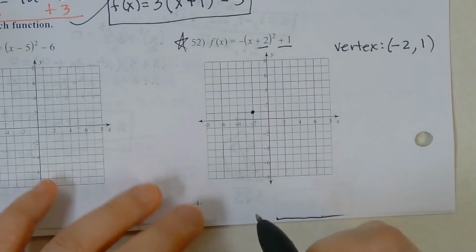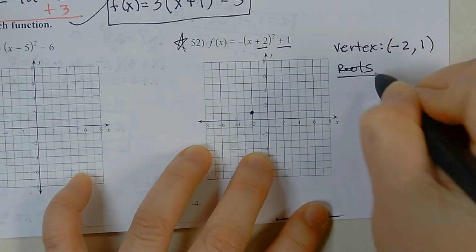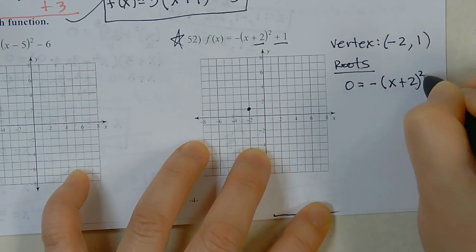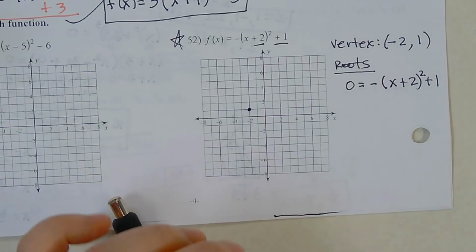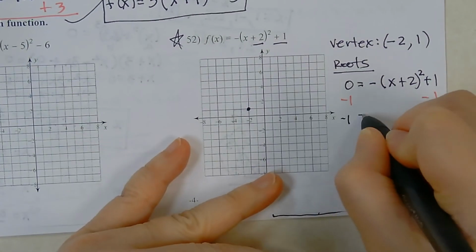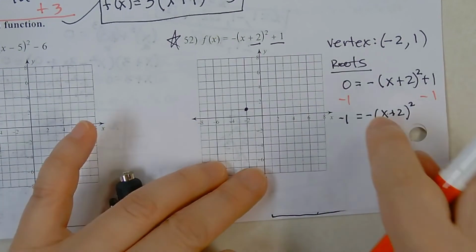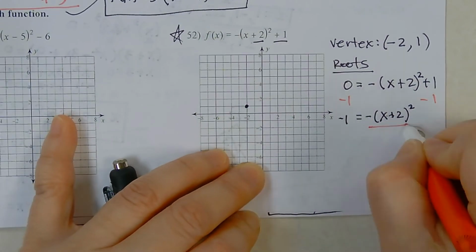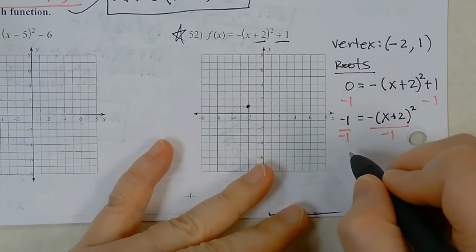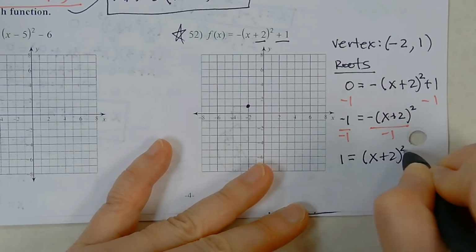And if I want to find my roots, that's when y is equal to 0. So roots: 0 is equal to negative x plus 2 squared plus 1. So we're just going to solve for x. So minus 1 on both sides. Negative 1 is equal to negative x plus 2 squared. Got to get rid of that negative. So we're going to divide that by negative 1. You could also multiply by negative 1. Either way is fine because it's just negative 1. So negative 1 divided by negative 1 is positive 1 over x plus 2 squared.